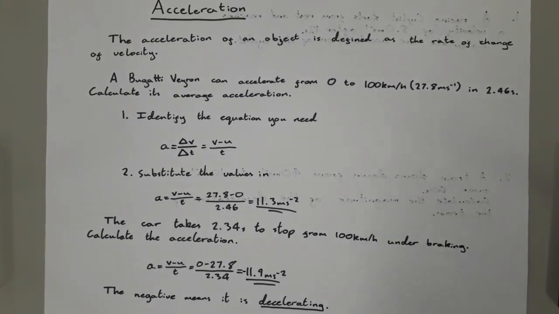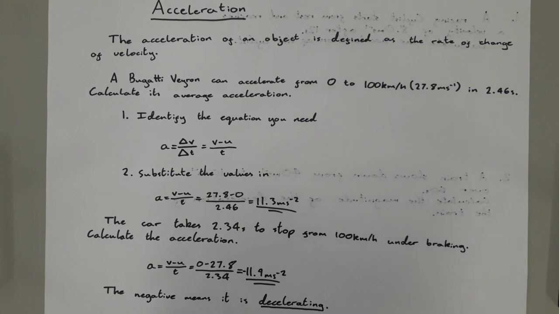I'm going to be helping you with some physics, and more specifically, acceleration. So, the acceleration of an object is defined as the rate of change of velocity. So here we have an example. A Bugatti Veyron can accelerate from 0 to 100 kilometers per hour, or 27.8 meters per second, in 2.46 seconds.